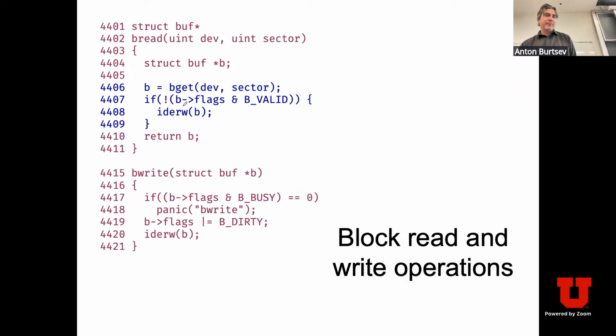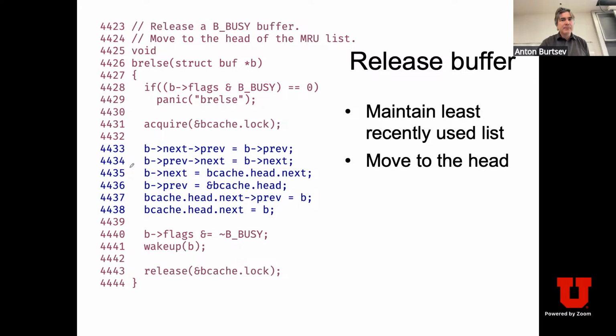And so if we return the block from bget, which we just discussed a second ago, and it's already in a valid state, just return it to the caller. If it's not, this iderw function goes to the device driver and reads the block from disk into memory, right? Another interesting method is brelease, and as I said, it maintains the least recently used policy. Every time the block is released, it's promoted to the head of the list to make sure that it's not evicted, temporal locality, but nothing super interesting happened here.